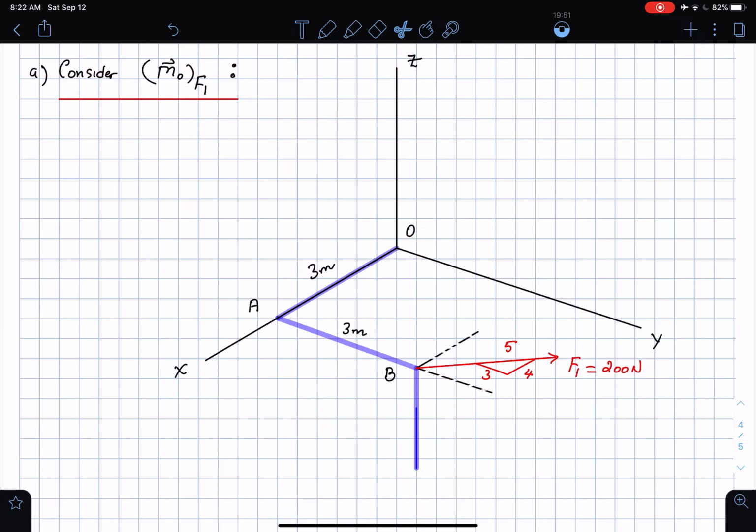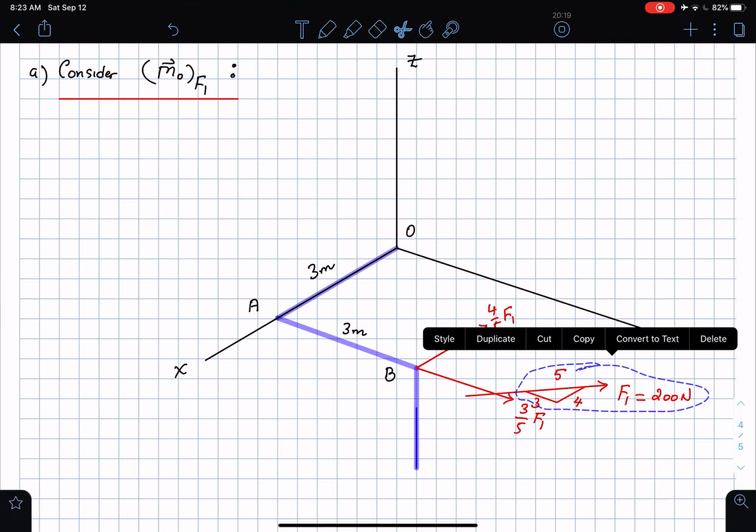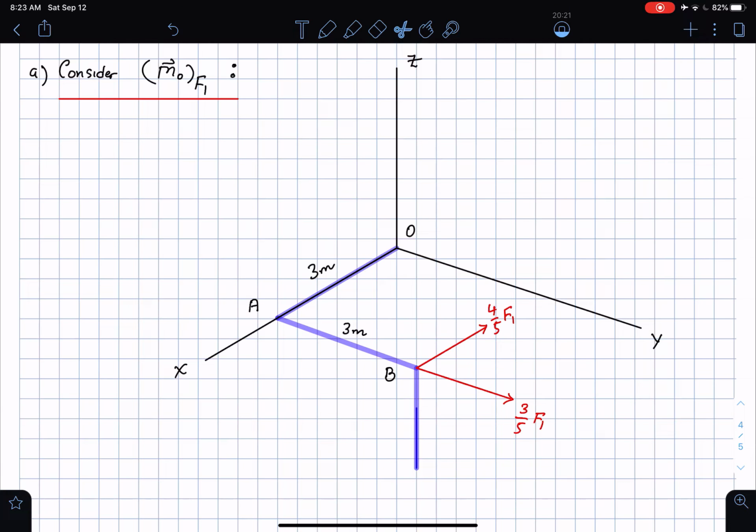And I immediately know that, okay, hey, this force has components in the x and the y direction, right? So I'm going to say, okay, this is the component along the x direction, which we know. This is the component along the y direction, which I know. Okay, so this is going to be 3/5 F1, and this is going to be 4/5 F1, as you know from before. So I'm going to get rid of this slope triangle and all that kind of stuff, because that's just an unnecessary distraction for me.